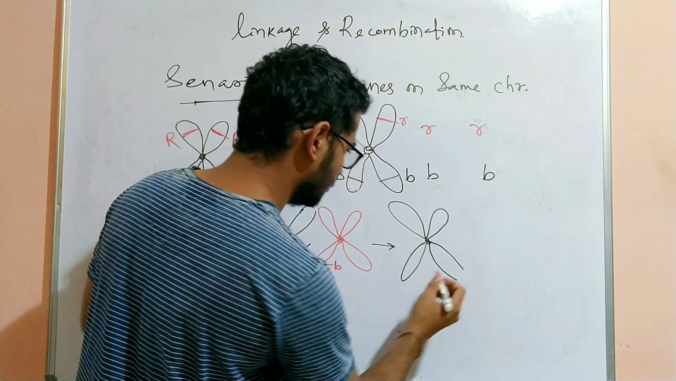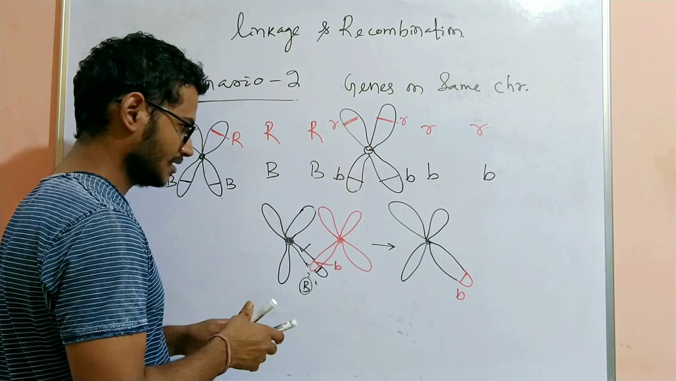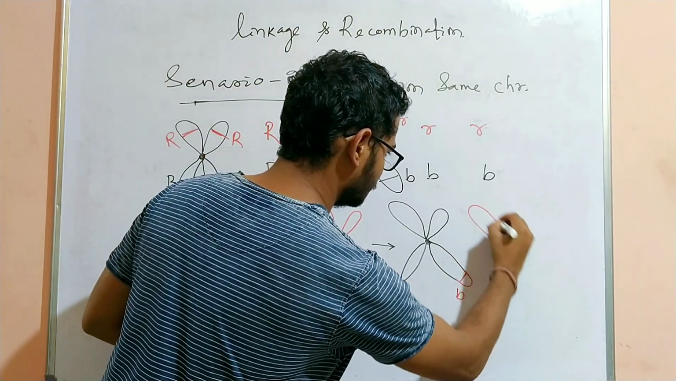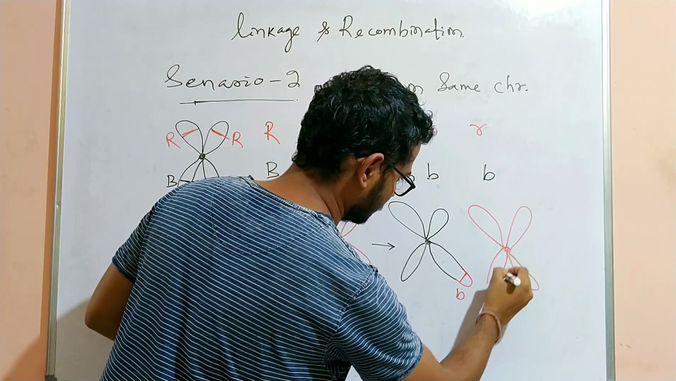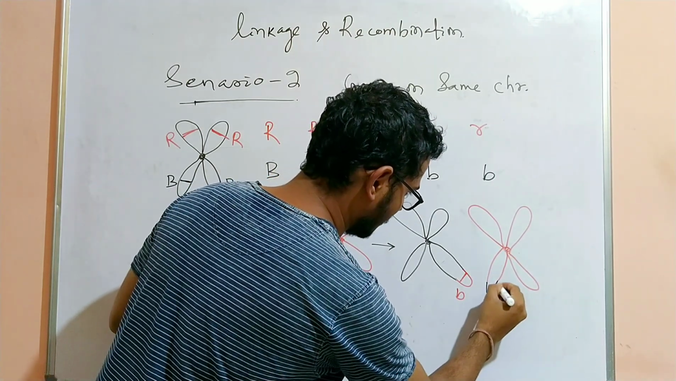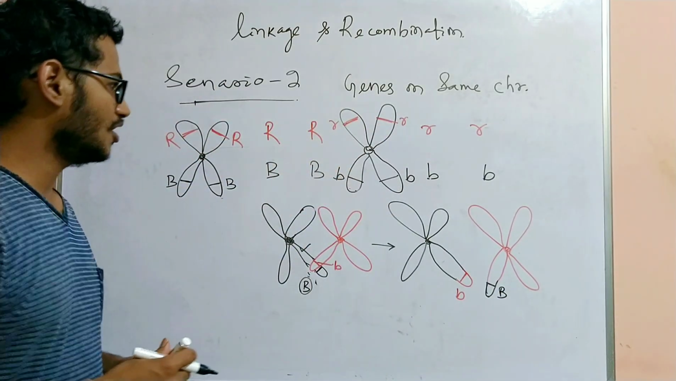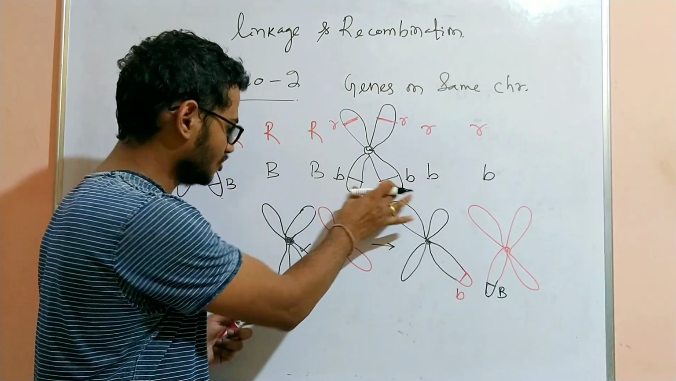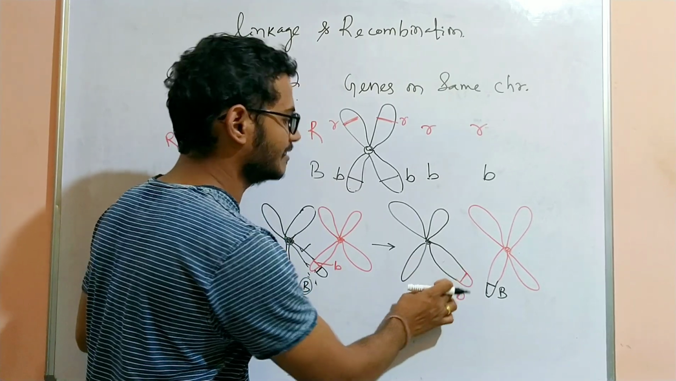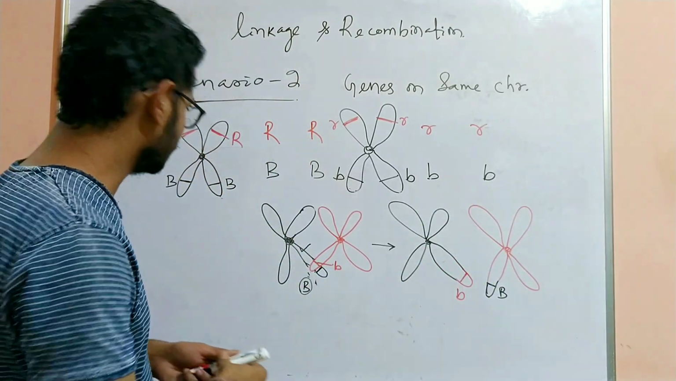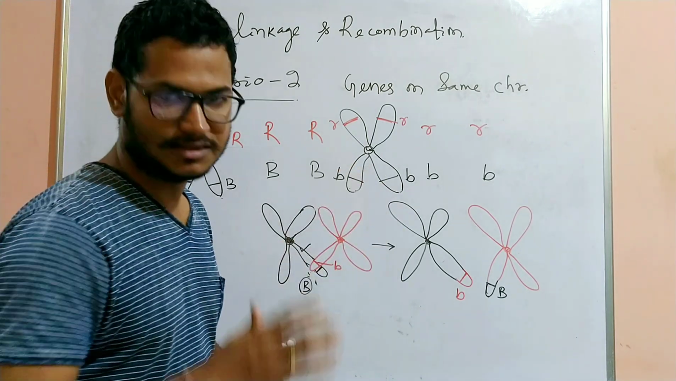This is one chromosome having the red part and small b, and this is another chromosome, and this one is having the black part with capital B. So the small b from this chromosome due to crossing over comes to this side, and capital B from here goes to that side. Okay, this is the result of crossing over. So all the other genes are in the same location.